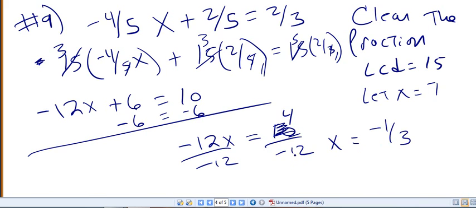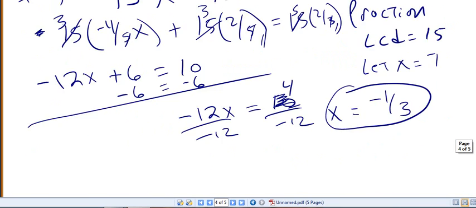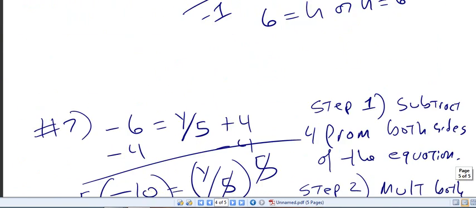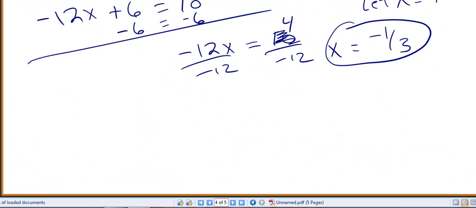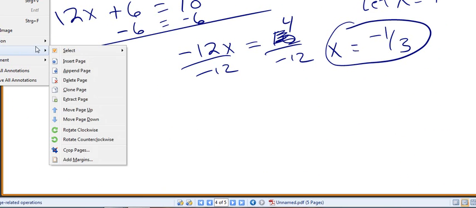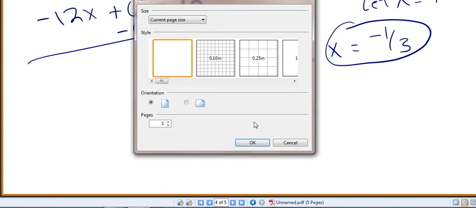I would take 4 over negative 12 on the quiz, but on your actual test and your end of course exam, you're going to be expected to reduce the fractions. But once again, right now, I'm just concerned about the algebra steps. Let me get another page here. Okay, so let's move on.